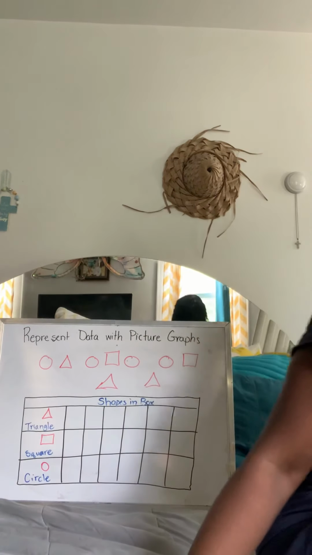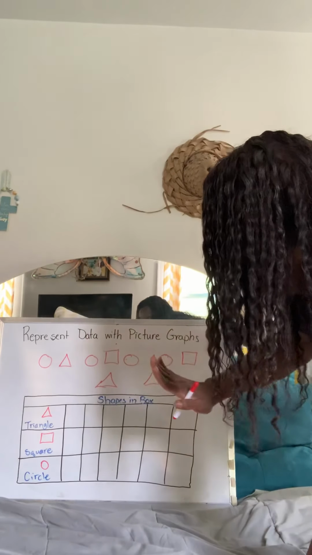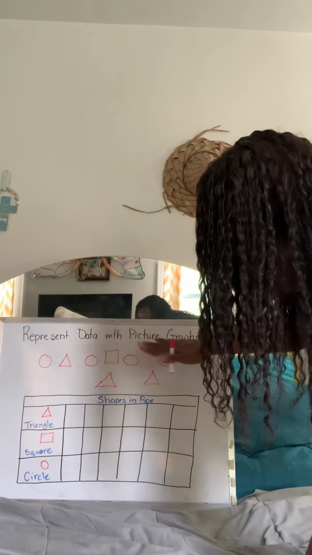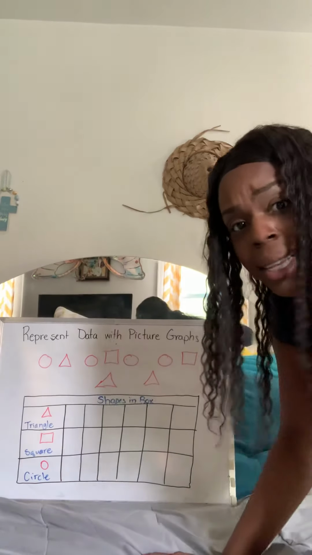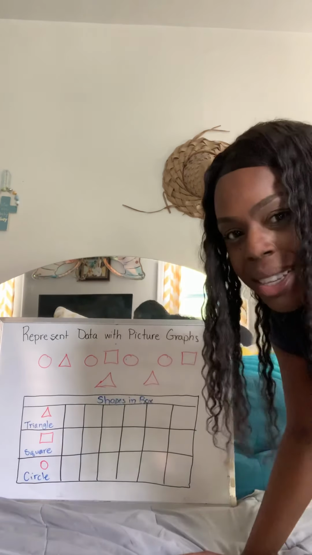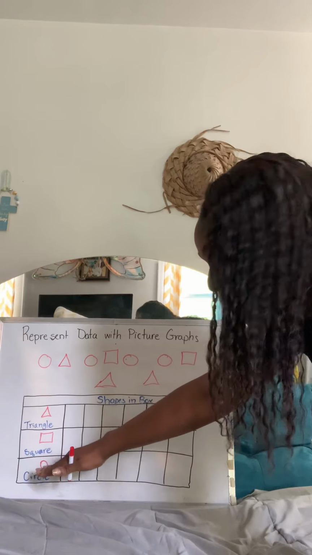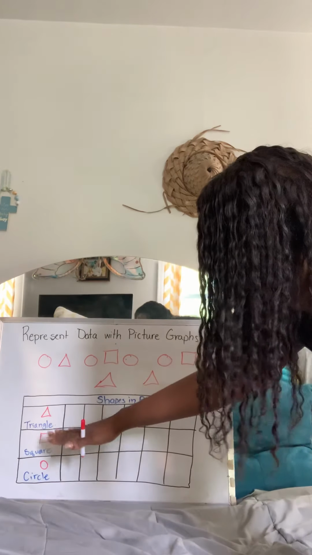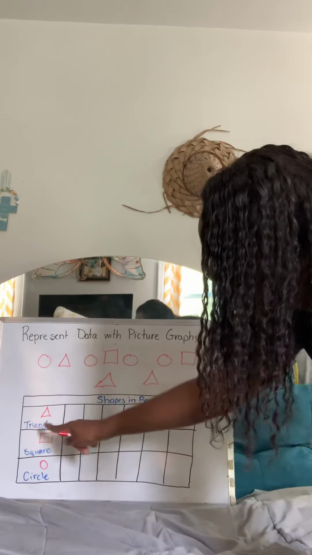All right, so I have data right here, okay? It says represent data with picture graph. So I have this picture graph and I have data right here. It's telling me the different shapes that are in the box, okay? So that's why my picture graph is titled Shapes in the Box. So what I need to do is find out how many of each shape are in the box. So the first shape is triangle.